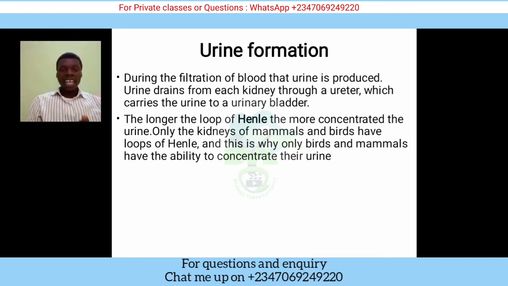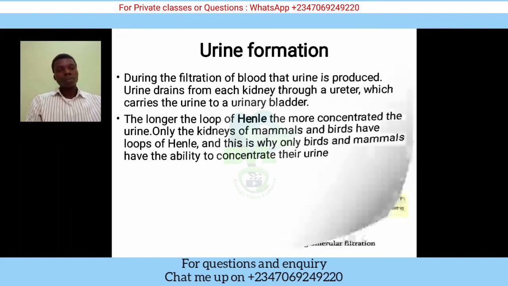All right. Now, the longer the loop of Henle, the more concentrated the urine will be. I think I said that at the beginning. And the kind of nephron that does that is the juxtamedullary nephron that we saw at the beginning. And we call our attention here that it's only birds and mammals that have the ability to concentrate their urine, which means that they will have juxtamedullary nephrons in their kidneys. All right. So moving on.